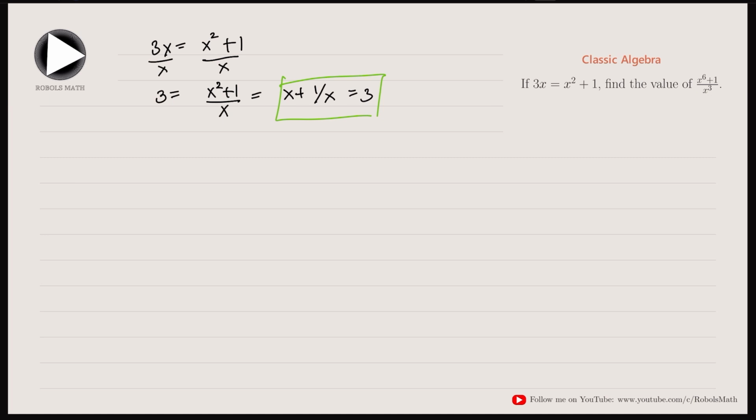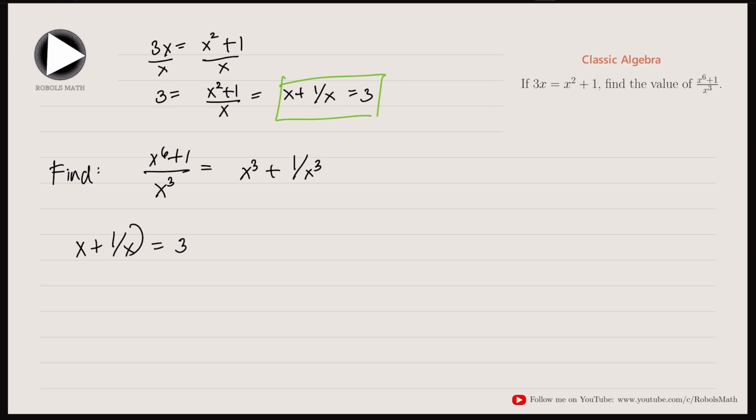And then we're looking for the sum of powers of x and 1 over x. So we're looking for x to the 6 plus 1 all over x cubed for the given problem, which we can write as x cubed plus 1 over x cubed. Now, to answer this one, we go back to what we know. We know that x plus 1 over x equals 3.